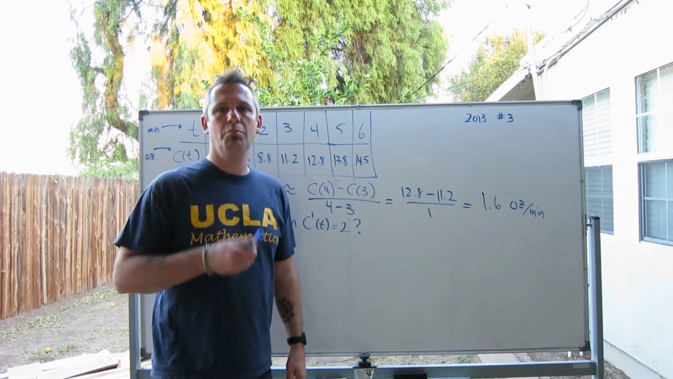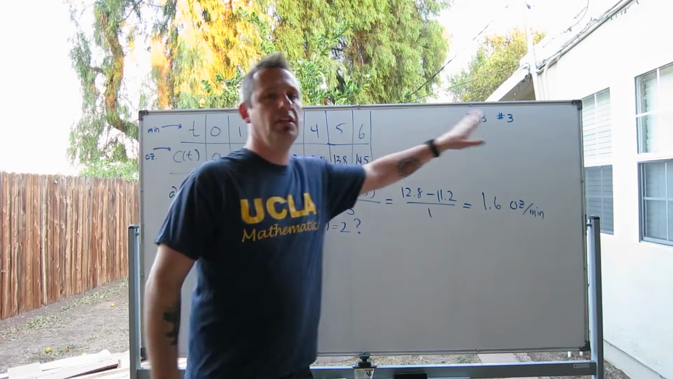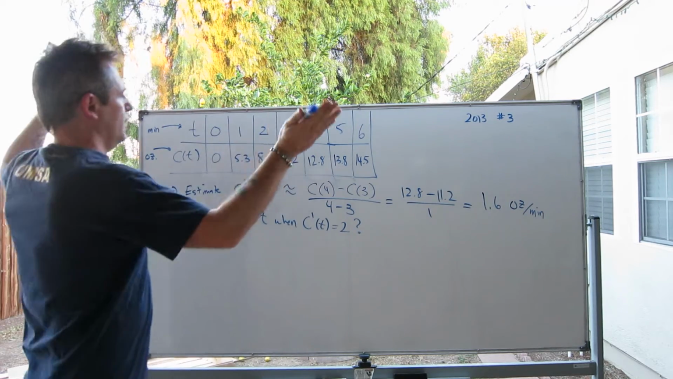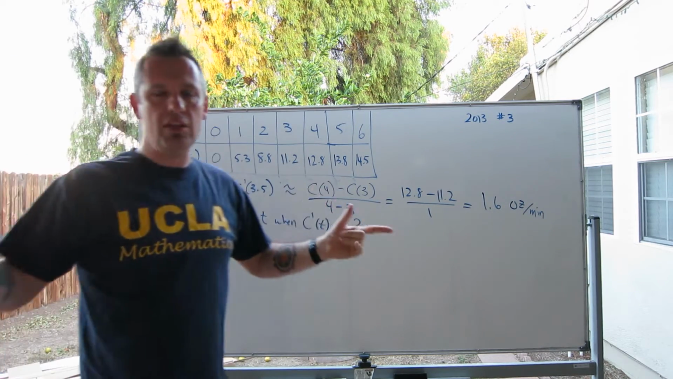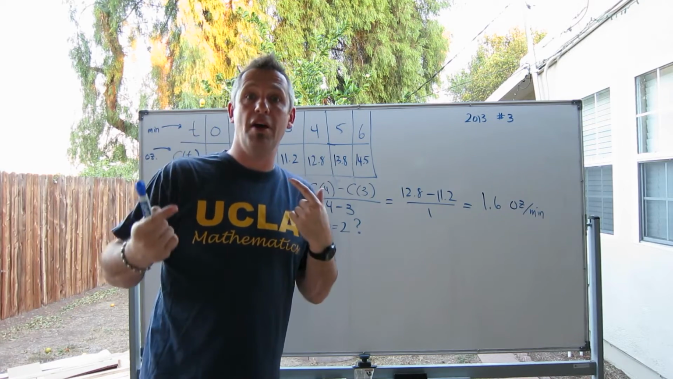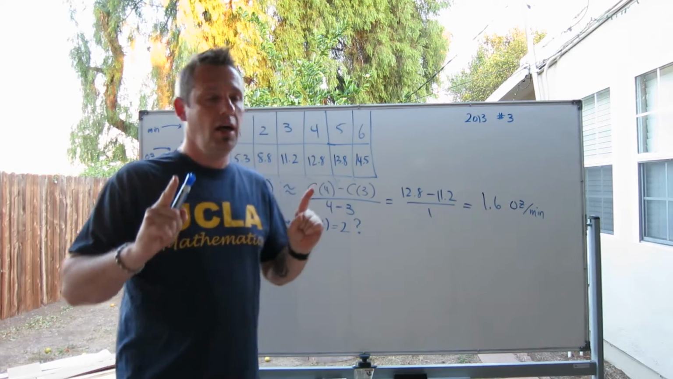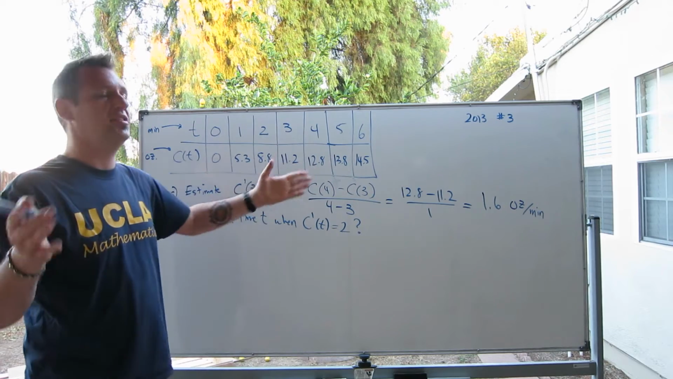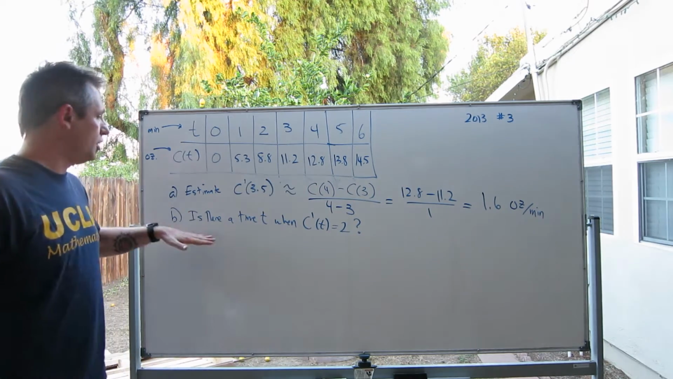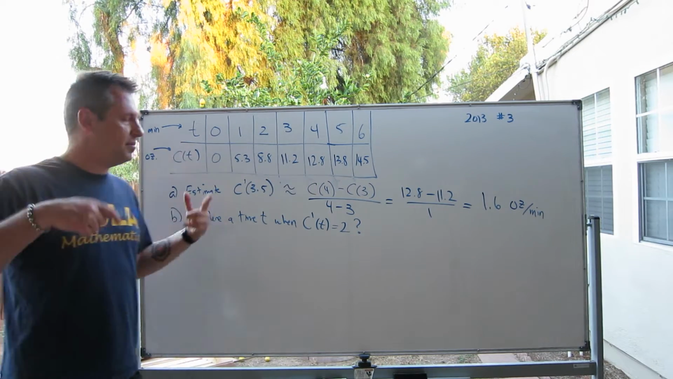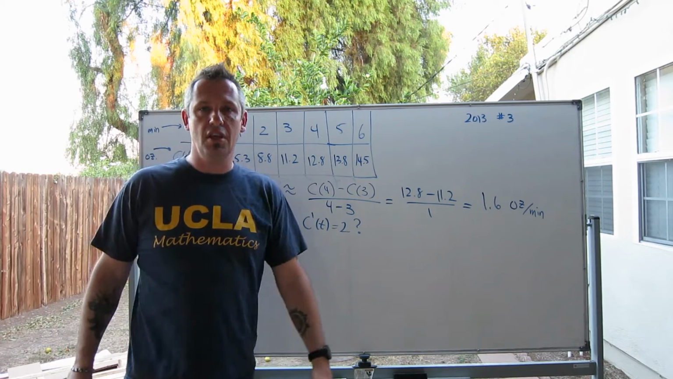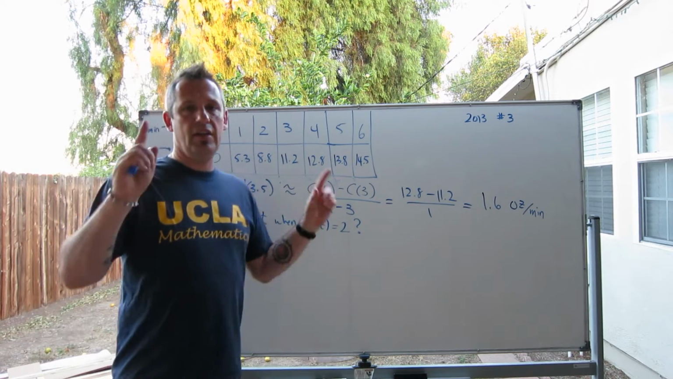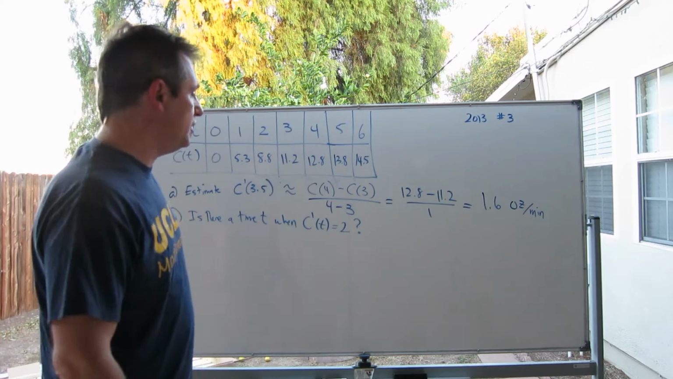Okay, here we are with part B of the 2013 number 3, dealing with this differentiable function c that tells us the amount of coffee at any moment of time between time 0 and time 6 minutes in this coffee cup. Part B says, is there a time t where c prime of t equals 2? Okay, the answer is yes, and here's how we know.